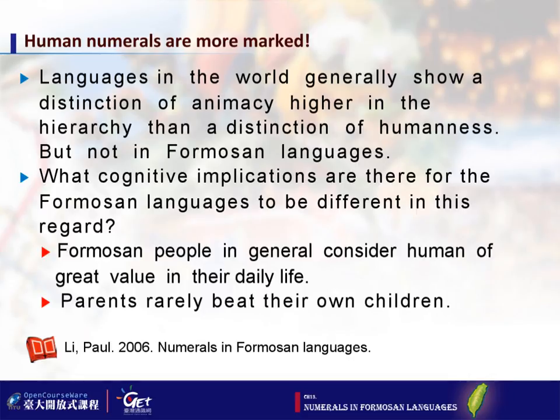Formosan people in general consider humans of great value in their daily life. Okay, so as we have talked about, a lot of names for the tribes, for example, Yami, that's one tribe. And Yami, the term in that language means human. And all these tribes have a name, for example, Sedik. Sedik, the meaning of this term in the Sedik language is human. So you can see they place great emphasis and they assign great value to humans, and probably this is why the human numerals are very important in these languages.